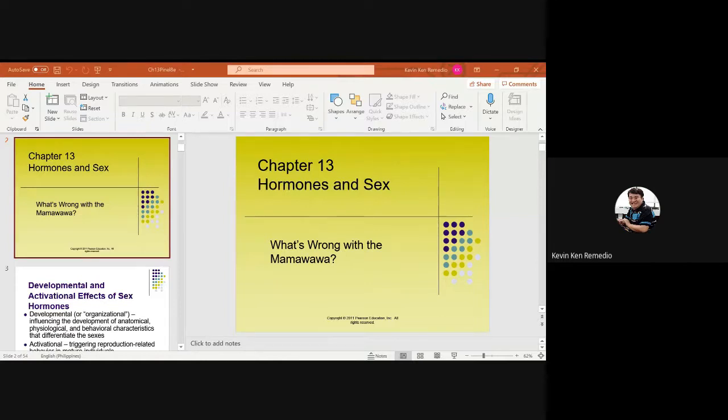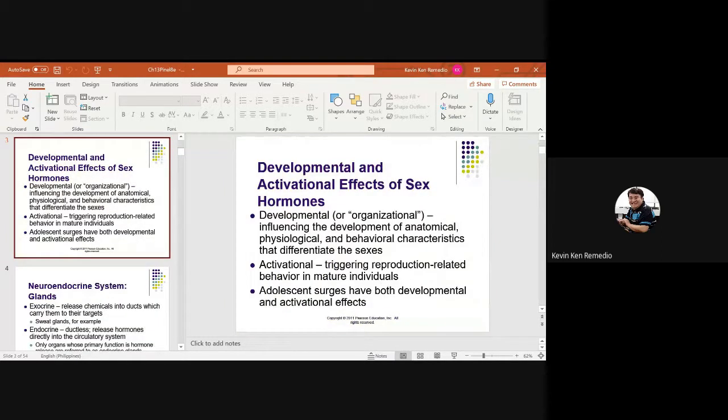So for today's discussion, we will take a deeper look at how hormones function and some of the different types of hormones that can be found in the human body. One of the first effects of hormones is, again, stimulating our sexual functions. And in stimulating sexual functions, there are developmental and activational effects. So first, the developmental effect.